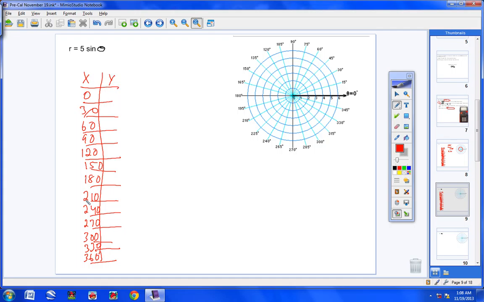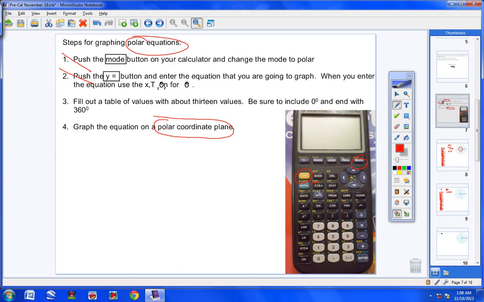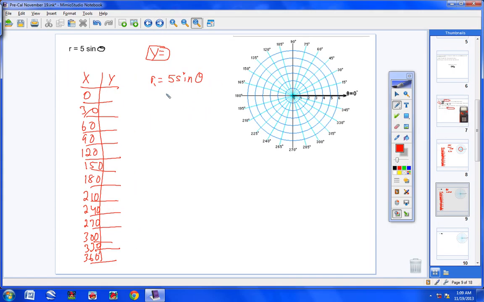All right, now after you've done that, remember, those that have a graphing calculator, go ahead and go to your y equals button and push that button, and up on your screen will pop the r subscript 1 equals, and you're going to type in 5 sine theta. How do you get a theta? Well, remember this button right here? This is your theta button right there. Push that and theta will pop up. Okay? All right, so you type this into your calculator.